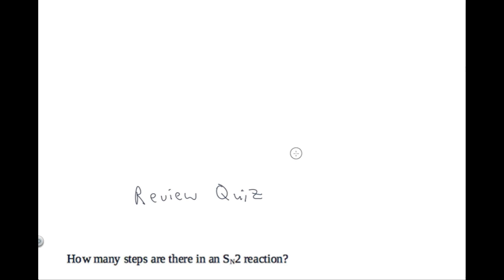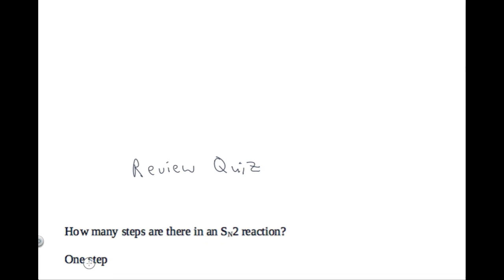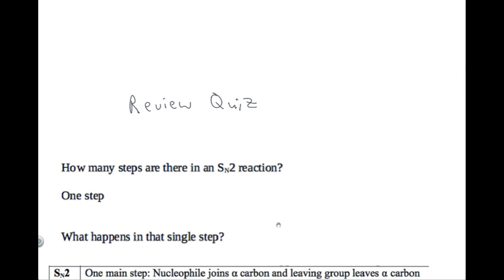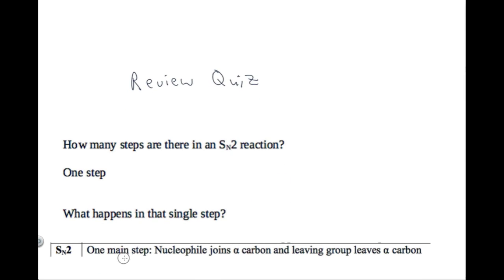Please pause the video and answer, how many steps are there in an SN2 reaction? Here's the answer. There's one step in an SN2 reaction. Next question, please pause the video and answer, what exactly happens in that one step? Here's the answer. In that one step, the nucleophile joins the alpha carbon and the leaving group leaves the alpha carbon. You should have this memorized.